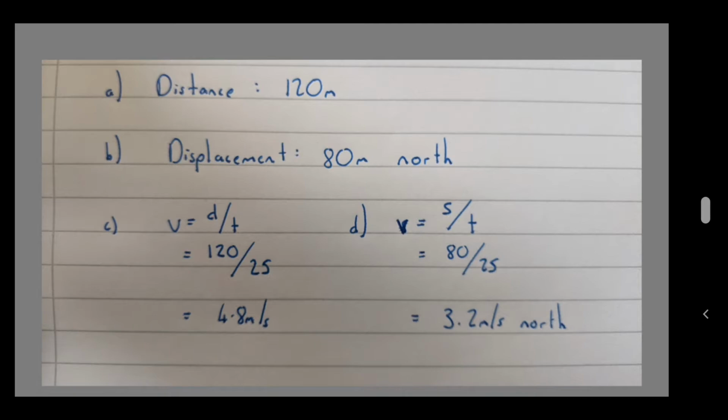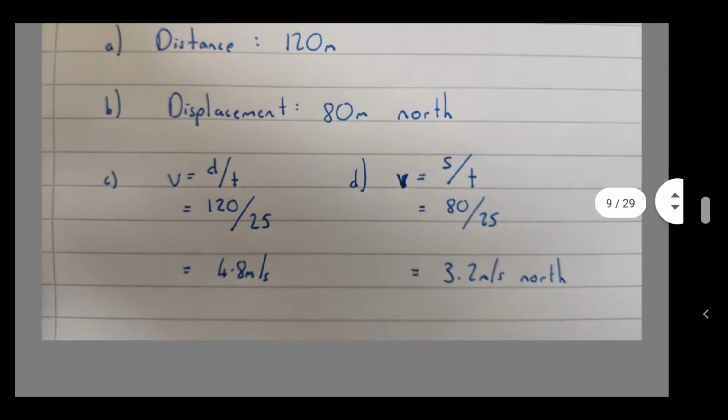And then distance, speed, and time. Remember, distance for the speed, it's just the distance, so it's 120 divided by the 25 seconds she took to travel, and that's 4.8 metres per second. And then the velocity equals displacement, which is s, divided by time. So remember, the displacement is s, not d. Okay, s. And it's not speed, it's displacement. And that's 80 divided by 25, which is 3.2 metres per second north. Okay, because we need to have that direction in there again.